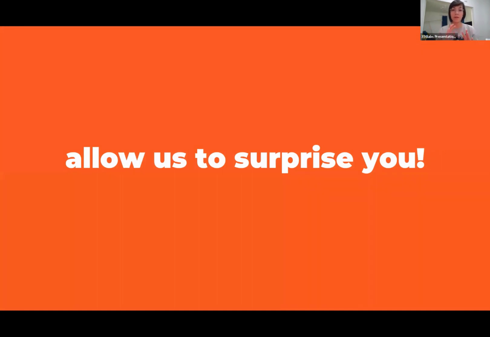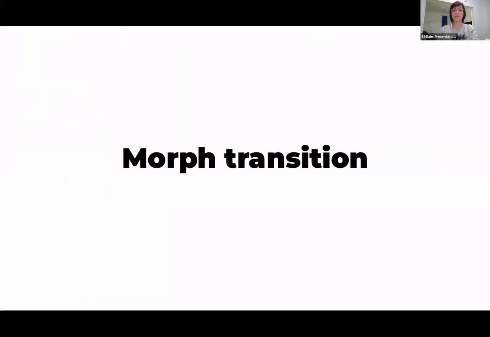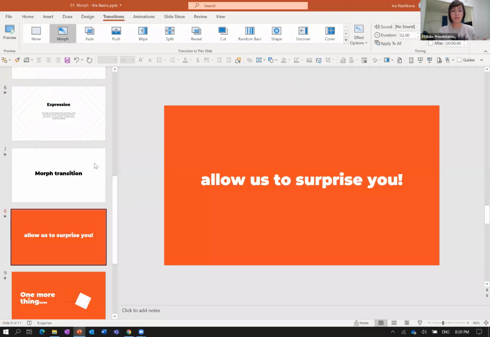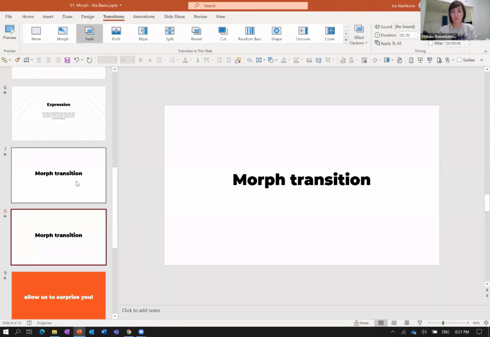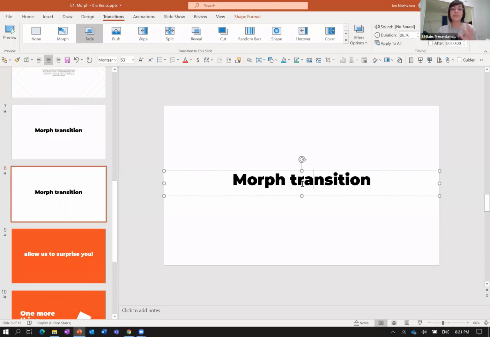You might be getting a little bit of delay because of the internet and the fact that it's online, but you should be able to see the effect. So it moves from "morph transition" and becomes "allow us to surprise you." The way we've done it is the following. We just duplicated that slide, applied the morph transition, and kept that same text box.